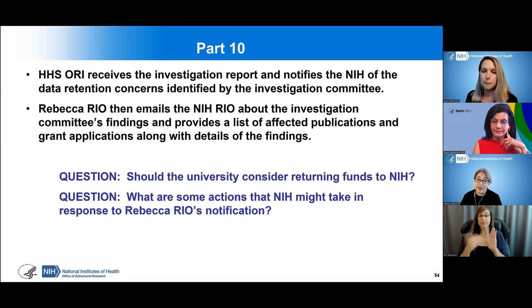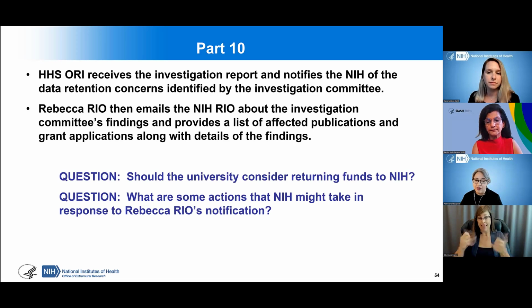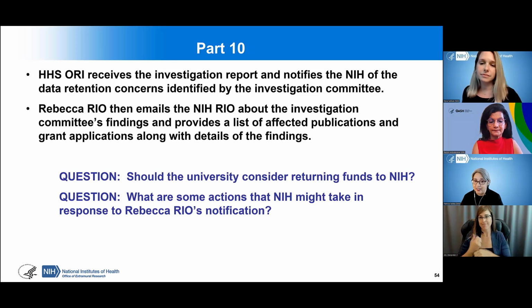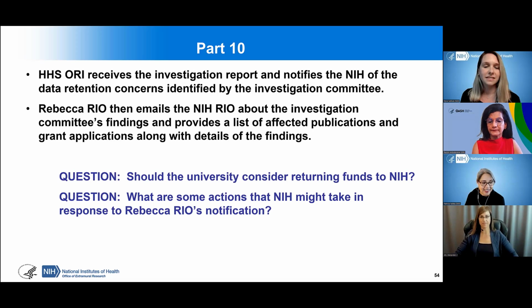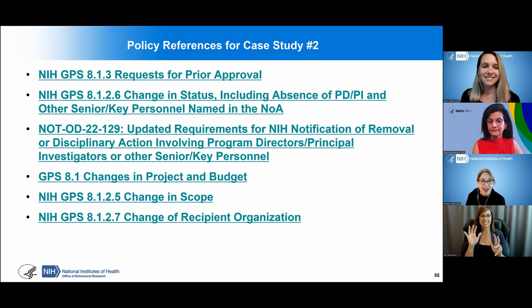But again, this person at this point is not debarred, so there's not an ORI finding. This is just an institutional finding. So Dr. Smith can still apply for NIH grants. But because he's doing that, we're going to make sure that these award conditions are put in place to make sure that the data are good, and we don't have this problem again. Okay, here are the policy references for my case study. If you have questions, you can go back and see all these requests for prior approval, changes in budget and scope. And this is about the harassment piece.